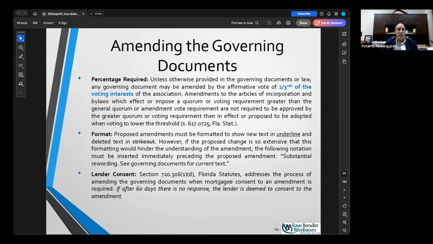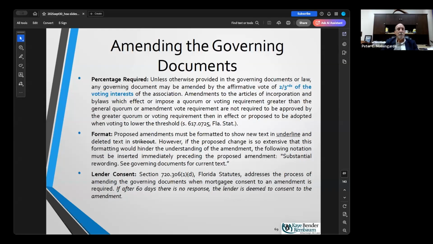Amendments to the articles and bylaws which affect or impose a quorum or voting requirement greater than a general quorum or amendment voting requirement are not required to be approved by that greater quorum or voting requirement in effect if you're trying to lower the threshold. So if you're trying to lower the threshold to amend, let's say from 2/3 or something else, you don't need the 2/3 to amend the 2/3.